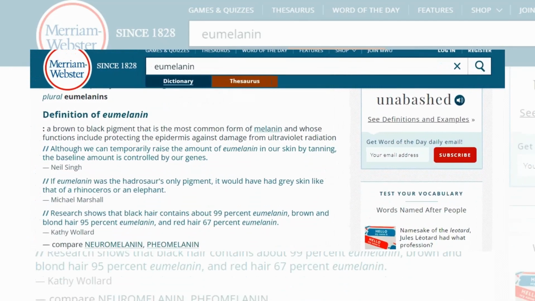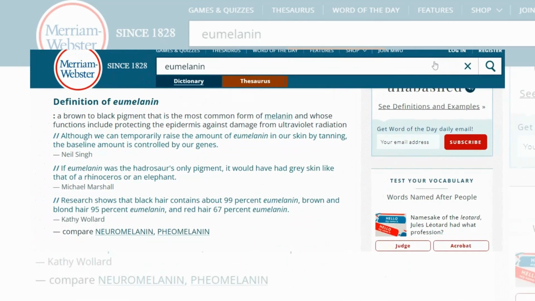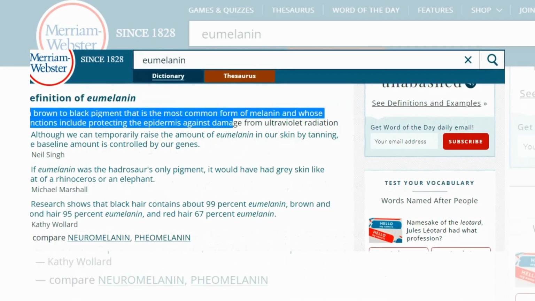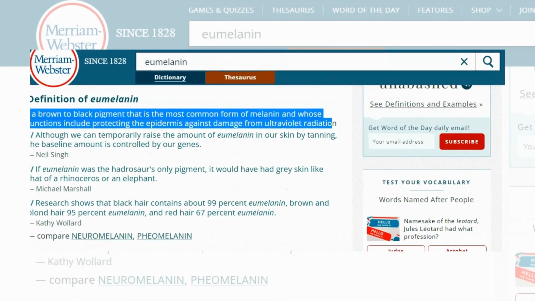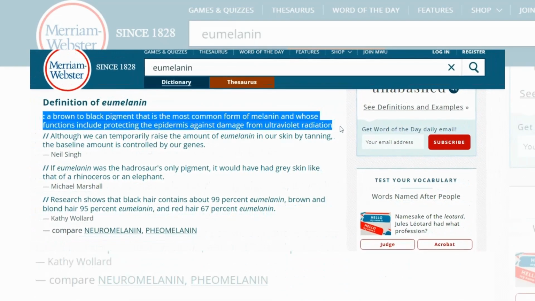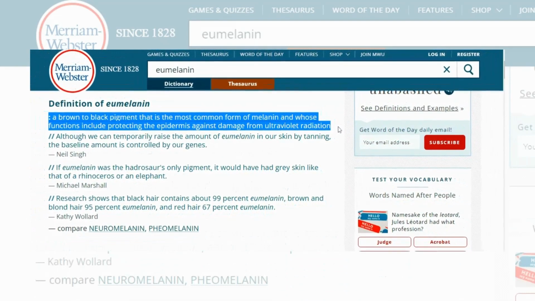This is consistent with what is shown in the Merriam-Webster dictionary about the term eumelanin. The definition of eumelanin says, and I quote, a brown to black pigment that is the most common form of melanin and whose functions include protecting the epidermis against damage from ultraviolet radiation. End quote. As the dictionary states, eumelanin is the most common form of melanin.